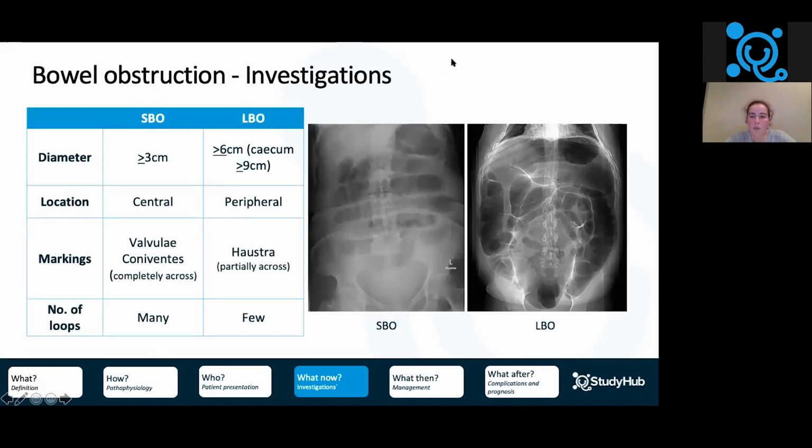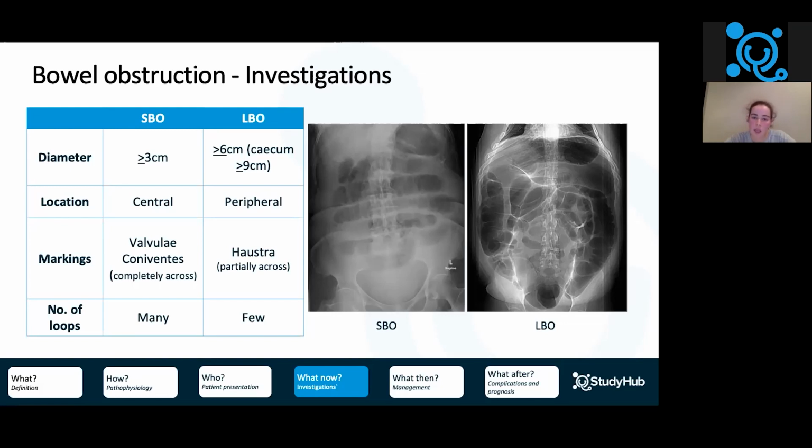So looking at X-rays is something that often comes up in exams, and the difference between small and large bowel obstruction. So for small bowel obstruction, in terms of diameter, anything more than 3 centimeters is abnormal. And for large bowel obstruction, anything more than 6 centimeters is abnormal, or at the cecum, 9 centimeters.